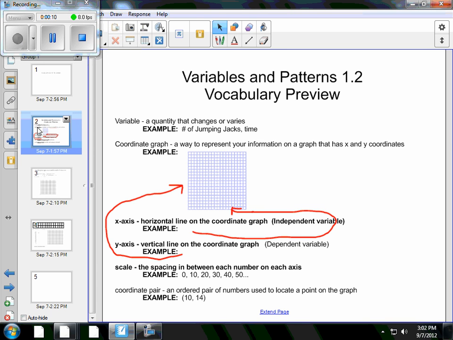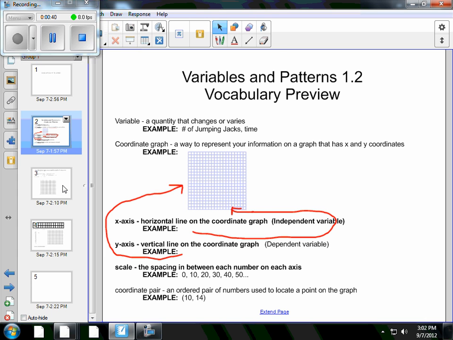What I want you to do is take the time to pause the video and get down this important vocabulary preview. These vocabulary terms are essential to making sure that you get a basic or proficient on this test. So we'll be using these terms throughout: variables, coordinate graph, x-axis, y-axis, scale, and coordinate pairs. So I would pause the video right now, get that down. When you are finished, just press play.